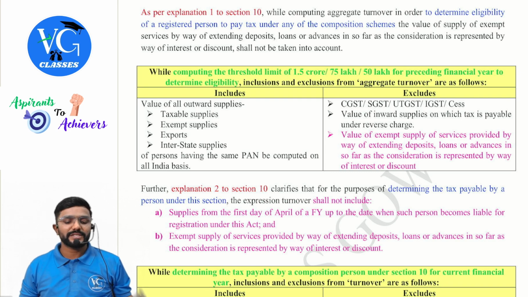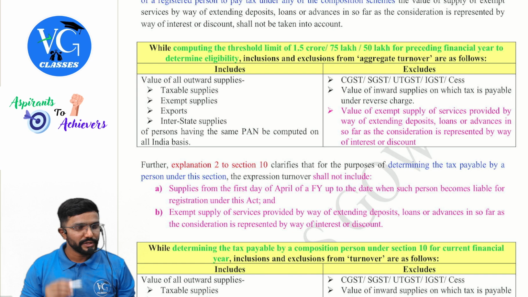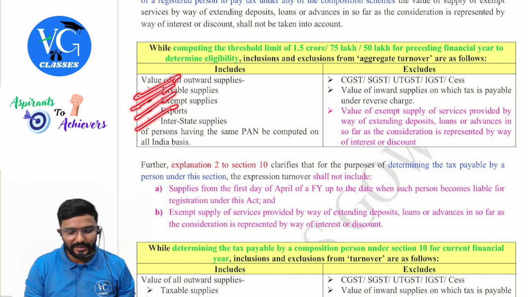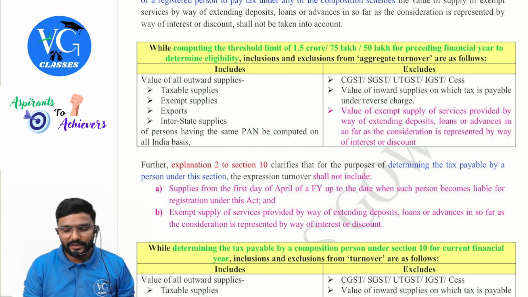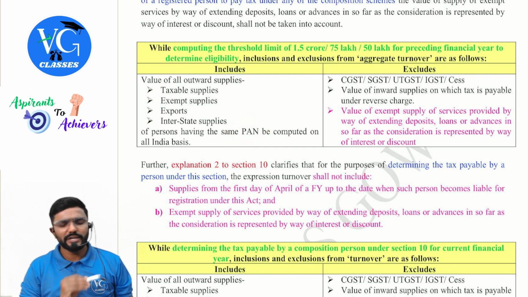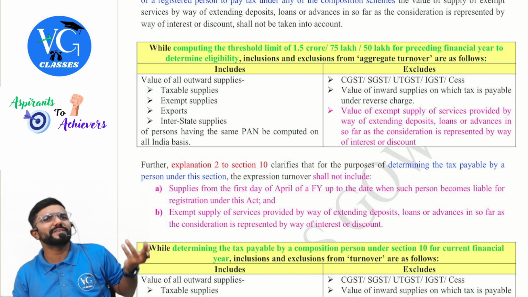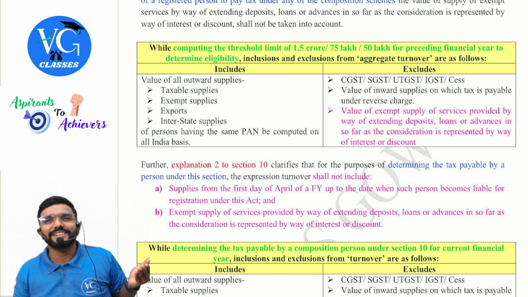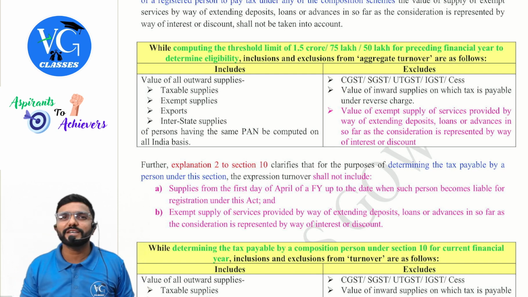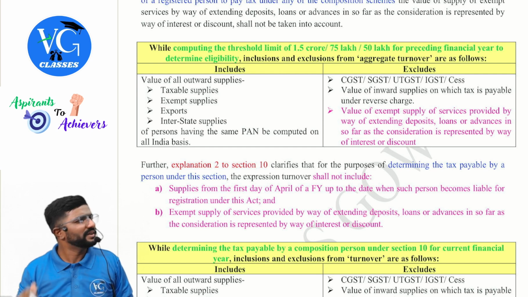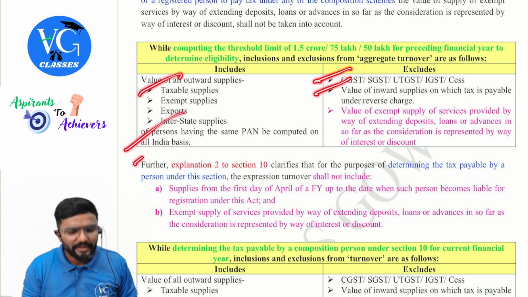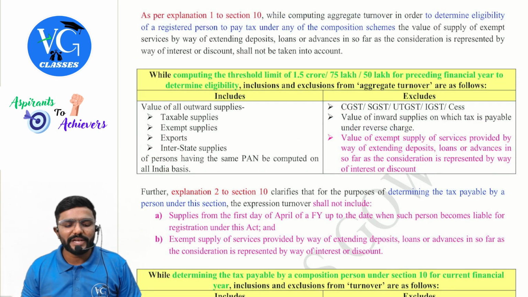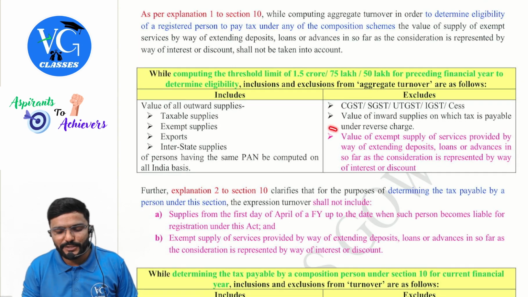Listen here. First, what is the aggregate turnover definition, guys? It will include taxable outward supply, exempt supply, export, interstate supply, calculated on PAN basis, but it will not include GST. And it will also include my inward supply on which RCM is applicable. Guys, my inward supply, is it a sale? No. Assume I am paying tax under RCM. Will I include it? No. All this is given in 2.6 only.